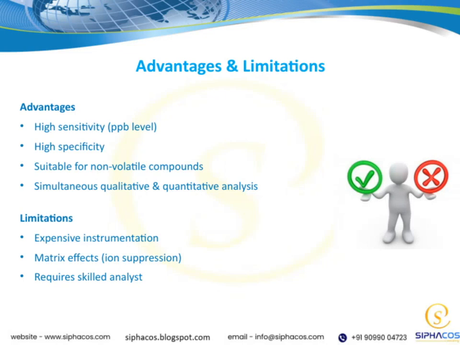Let's take a closer look at the advantages and limitations of this analytical technique. Starting with the advantages, one of the key strengths is its high sensitivity, often reaching parts per billion levels. This means we can detect very small amounts of substances, which is crucial in many applications. It also offers high specificity, allowing us to distinguish between compounds even if they are very similar. This makes it particularly useful when analyzing complex samples.